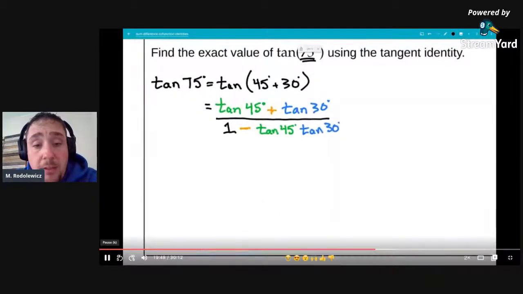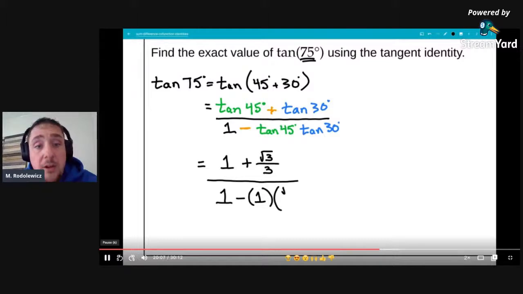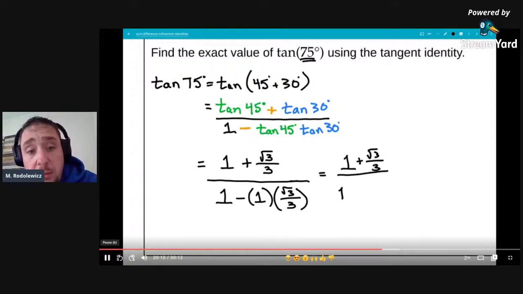Now we're going to look at the unit circle. At some point that should be committed to your memory, or at least be able to derive it for future coursework. But tangent of 45 evaluates to 1. The tangent of 30 is the square root of 3 divided by 3. So making those substitutions.